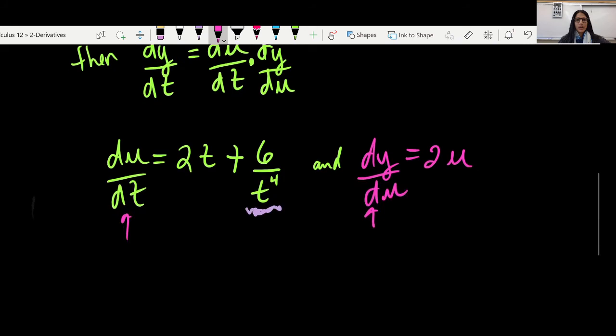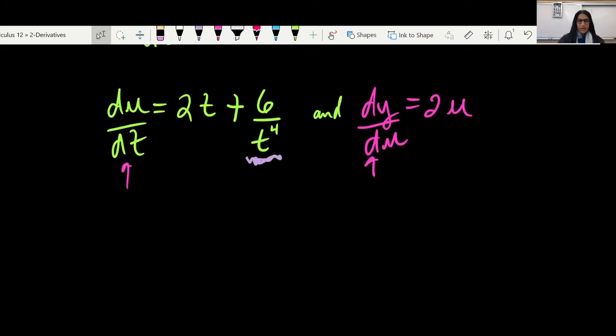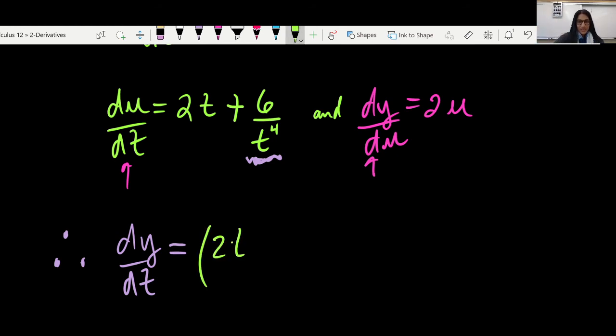Okay, so we always put this back together once we go through it. So I'm going to do this again. Therefore, our dy dt, so the derivative of y with respect to t, or y prime, would be equal to what we found here. So our, well, I guess I should color code it. Our 2t plus 6 over t to the 4 times our dy du, which was our 2u.